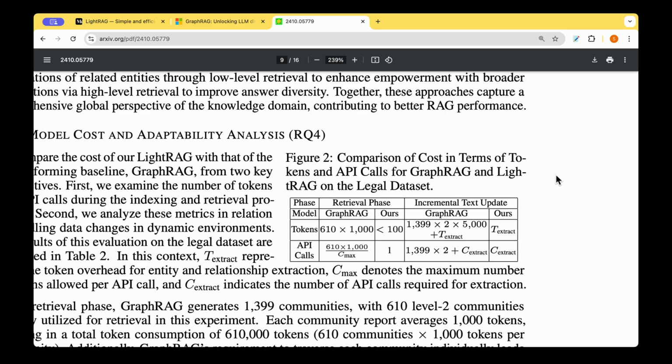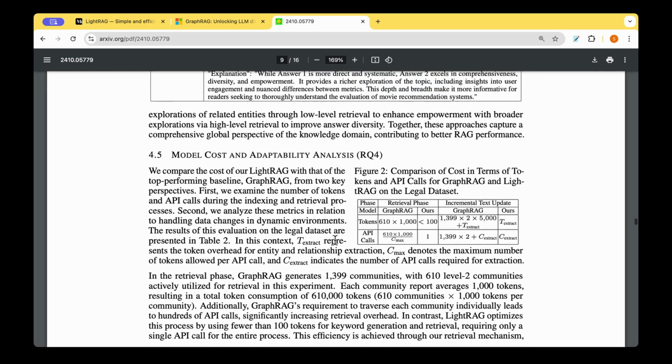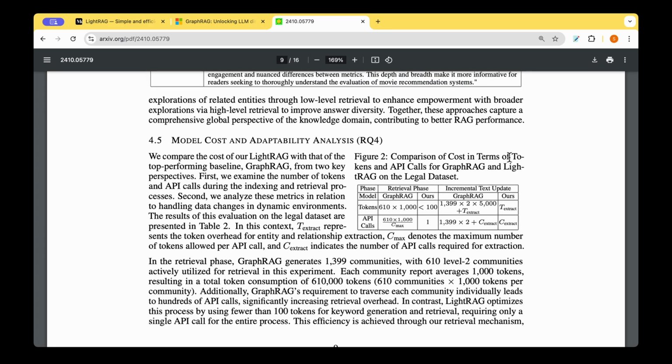The second selling point of LightRAG is its computational efficiency itself. In terms of the cost, in terms of the tokens and also the API calls, compared to GraphRAG, we can see that LightRAG uses less than 100 tokens in a place where GraphRAG is going to use 610,000 tokens. And in terms of the API calls, GraphRAG is going to do too many API calls during the retrieval phase, where LightRAG is just going to do one API call. So these are the main advantages of using LightRAG against GraphRAG. So you're going to get a super efficient retrieval system.